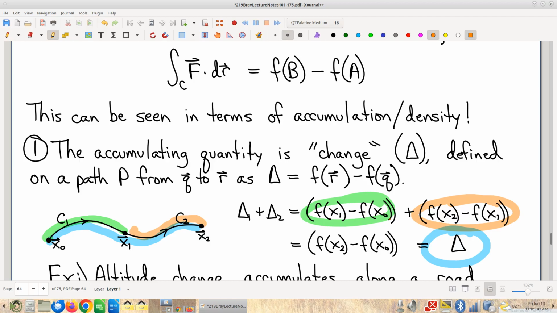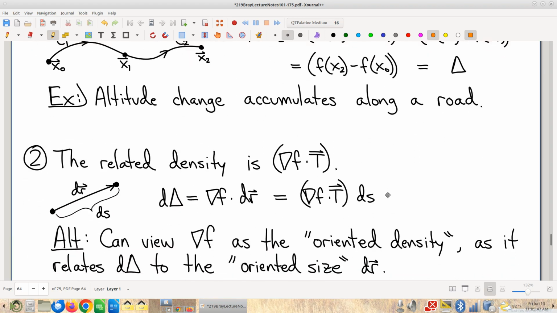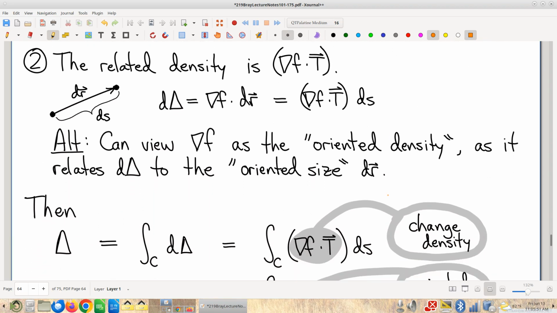Okay. All right, so I think that's pretty easy. And now, nice little observation. We already know how to compute that change density because of this old formula right here. This is an old formula. It's written a little differently, but it's an old formula from chapter 2.